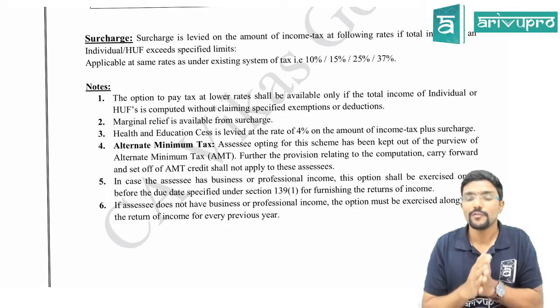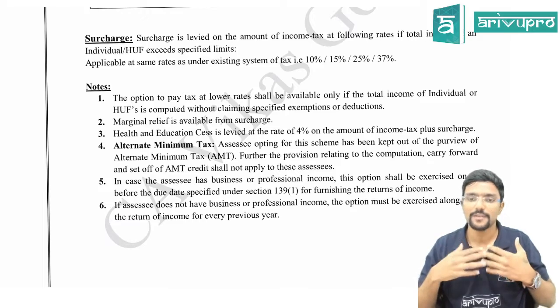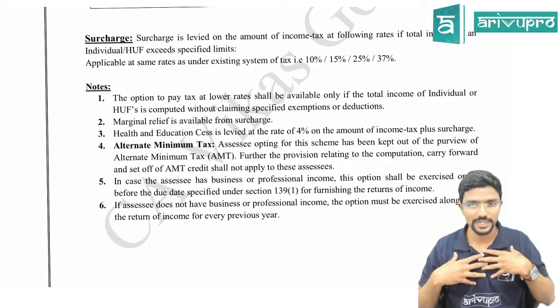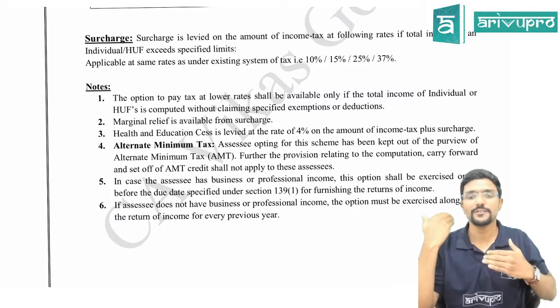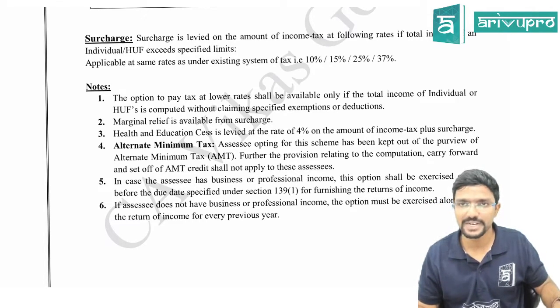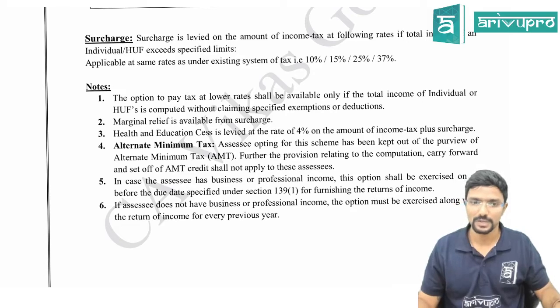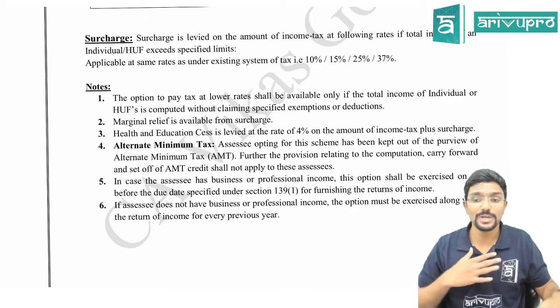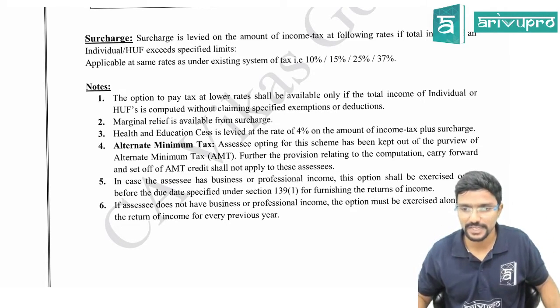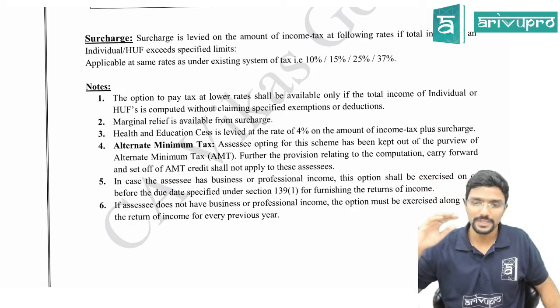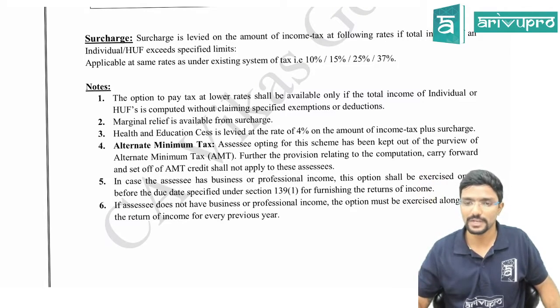Agree? Then, when should I opt for this scheme, sir? If I am having business income or professional income, I should opt for this scheme on or before the due date of filing the return of income, which is given under section 139(1). Next, sir, if I am an assessee who doesn't have any business income or professional income, then you can opt this new scheme when you are filing your return of income.